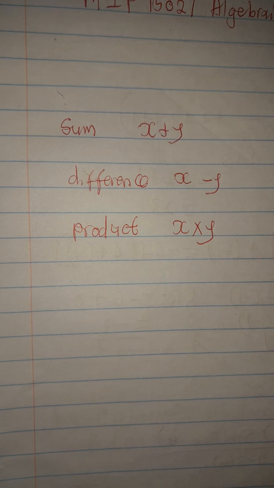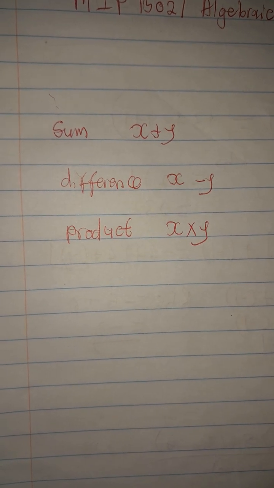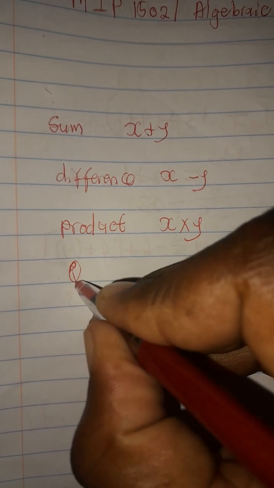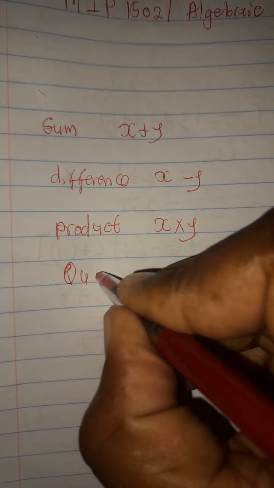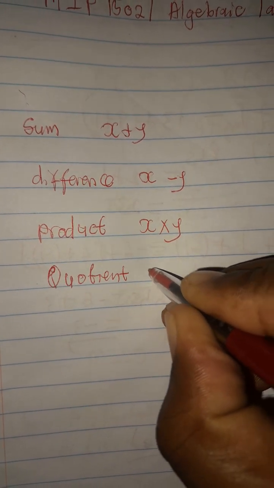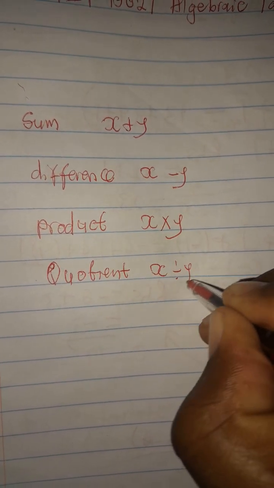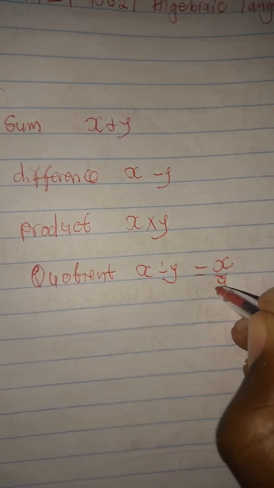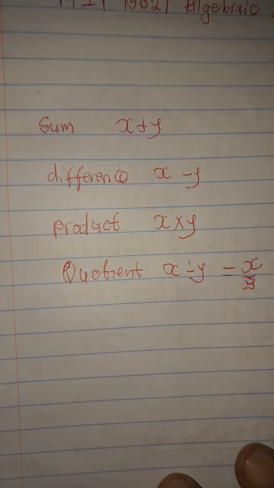Then we have the quotient. The answer when you divide numbers is called the quotient. Let's say x divided by y, which is the same as x over y. It's the quotient.